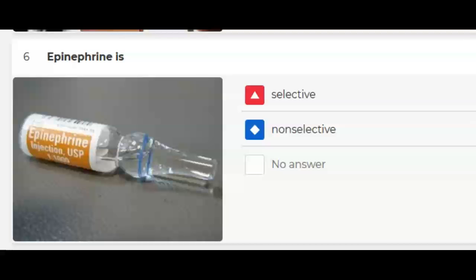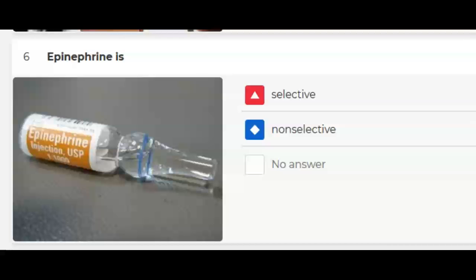The first thing I'm going to do is go over some of the questions from the Kahoot quizzes that were more frequently missed, just to review that information and make sure that we all understand it well. So the first one we're going to talk about is epinephrine. Is it selective or non-selective? And the correct answer is non-selective.